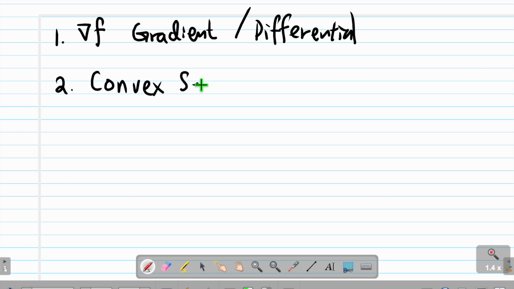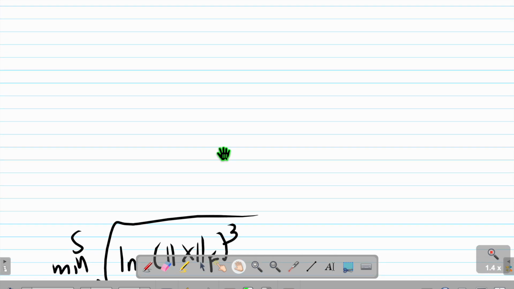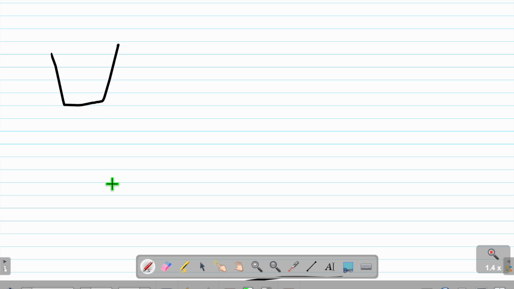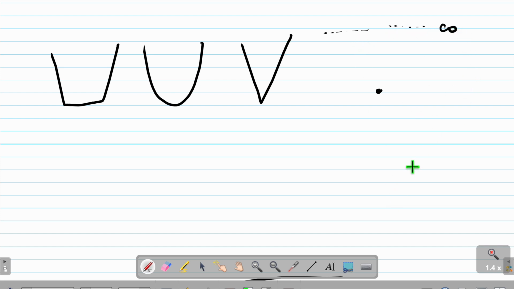So we will have convex sets and convex functions. Again, today is just an introduction, an overview, so it's not detailed. I just give you the idea. So what's a convex function? This is a convex function. This is a convex function. This is a convex function. And this is also a convex function. So what does it mean?